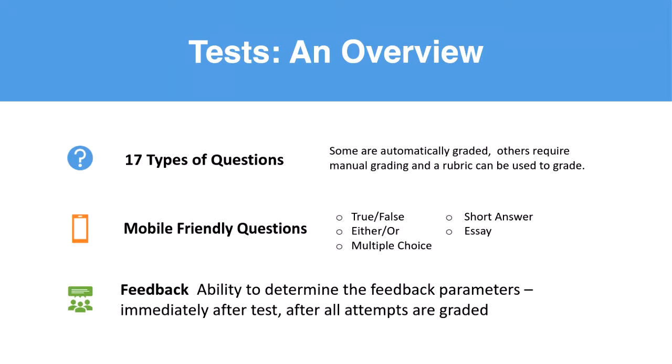As for mobile-friendly questions, some students like using the Blackboard app and might choose to do their test using it. However, there's a limitation to the types of questions they can submit answers for. So there are true or false, either or, multiple choice, short answer, and essay. If the test had other types of questions, it will prompt them to open the test in a browser. And we usually recommend for students to use a browser when it comes to submitting assignments and tests, just to avoid any issues with the app. And then for feedback, the instructor can set that up in the test settings, whether the students would receive feedback immediately after a test or after all attempts are graded.